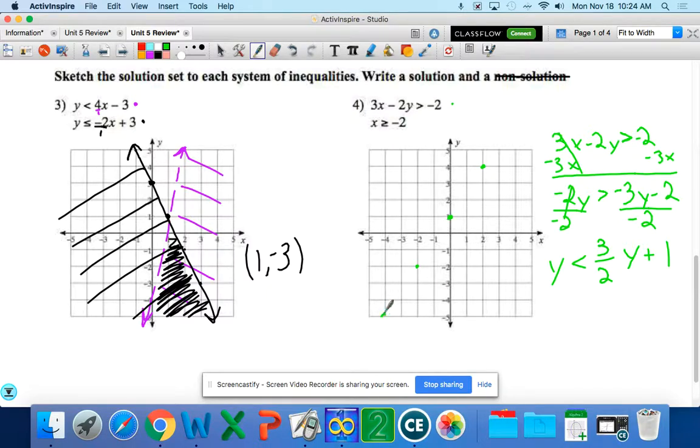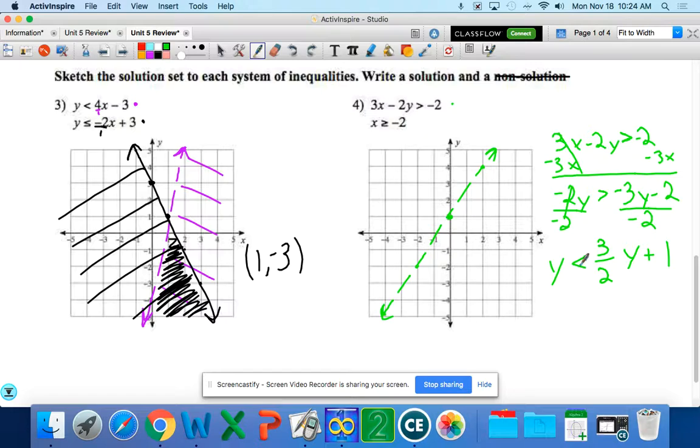We draw a line through this, but this is not an or equal to problem, so it needs to be a dashed line. Okay. And then we want to shade below. Careful, I looked up here. I almost shaded above, guys. We want to shade below.